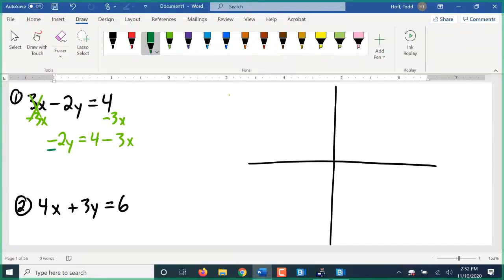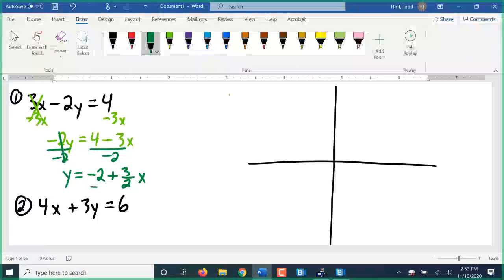Now we have to divide by the negative 2. So that negative 2 cancels out, leaving us with y. On the right side, 4 divided by negative 2 is negative 2. Negative 3x divided by negative 2. Well, again, a negative divided by a negative is a positive. 3 divided by 2 is just 3 over 2. We put the x on the end.